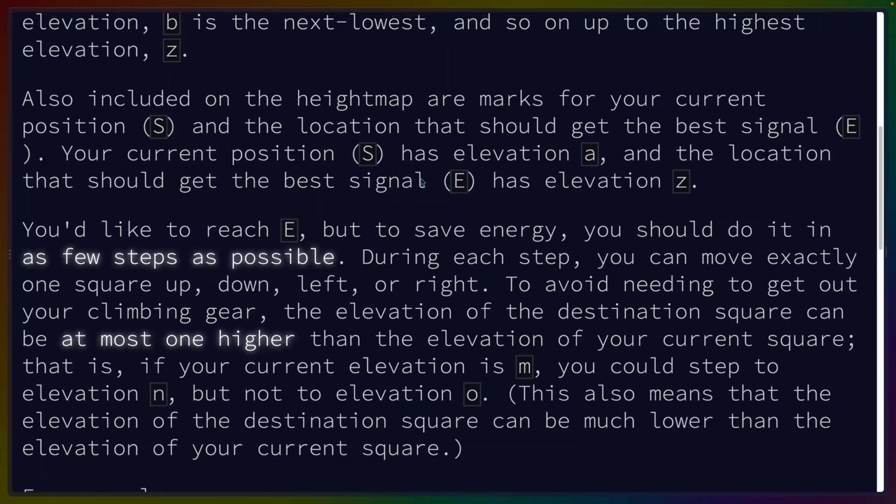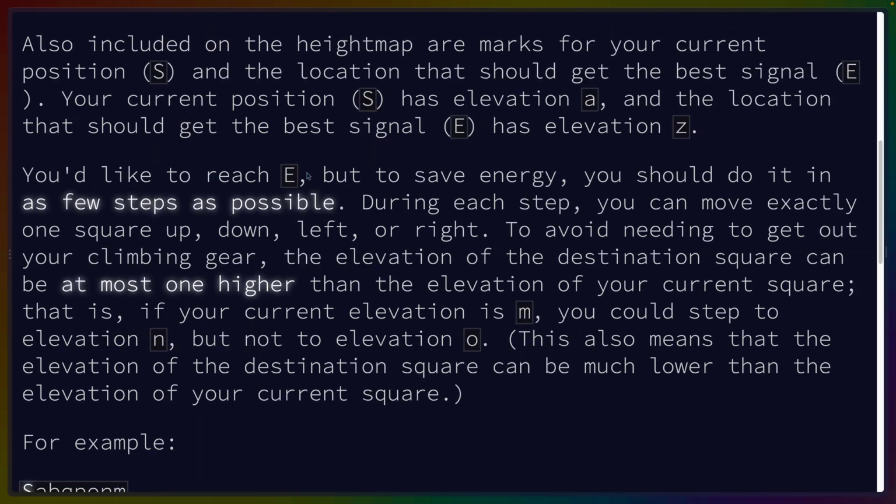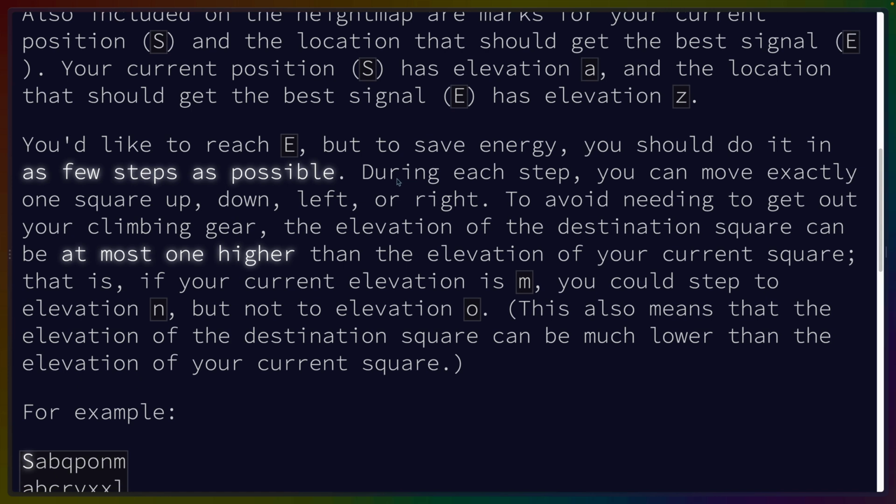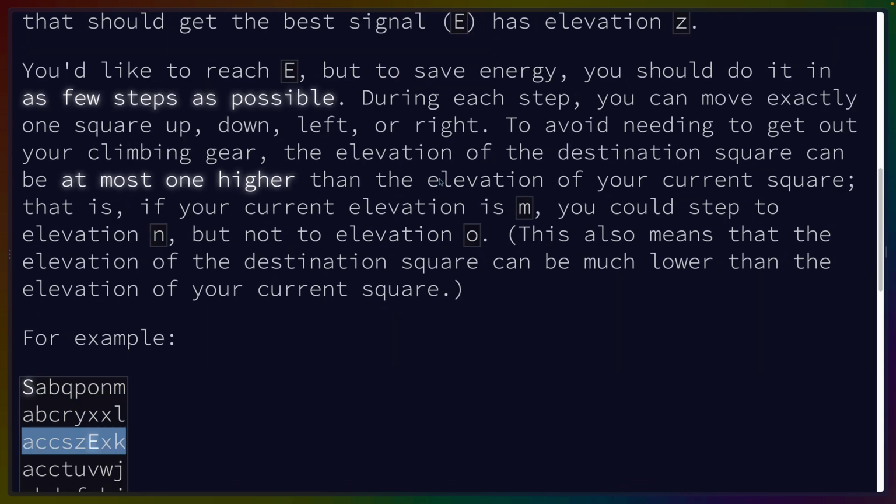Also included on the height map are marks for your current position and the location that should get the best signal. So starting and ending. Your current position has elevation A, and the location that should get the best signal has elevation Z. You'd like to reach E, but to save energy, you should do it in as few steps as possible. During each step, you can move exactly one square up, down, left, or right. To avoid needing to get out your climbing gear, the elevation of the destination square can be at most one higher than the elevation of your current square. That is, if your current elevation is M, you could step to N, but not to O. This also means that the elevation of the destination square can be much lower than the elevation of your current square. So we can just kind of jump down.